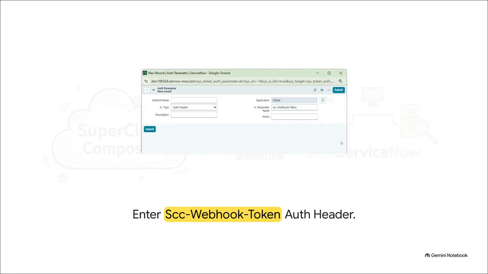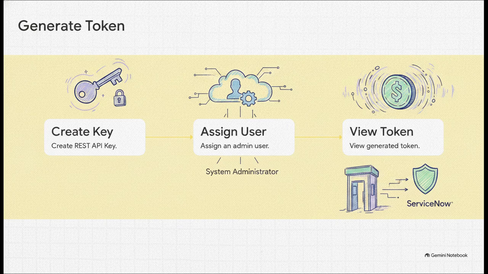So, over on the auth parameter form, you'll set the type to auth header, and in the parameter name field, you just type in scc-webhook-token. A quick word of warning here. If you misspell this or even just use the wrong case, ServiceNow will flat out reject the incoming alerts. So double-check your typing. Once those rules are set, we actually have to generate the literal key.